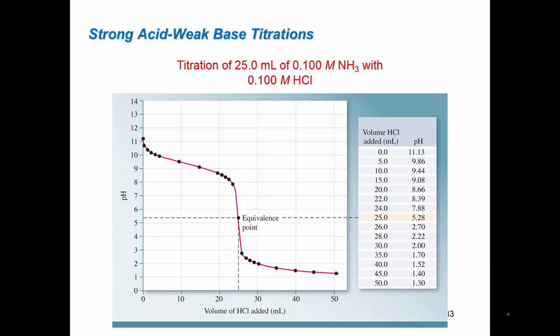Now for a strong acid weak base titration, you see the titration curve looks opposite because what you're starting with is the base. So you're going to start with your pH much higher. Now in this case, we're going to titrate 25 milliliters of a 0.1 molar ammonia solution with a strong acid, a 0.1 molar hydrochloric acid. Now we still have our equivalence point and our area of a whole lot of pH change right here. And the equivalence point in this case will be less than 7.